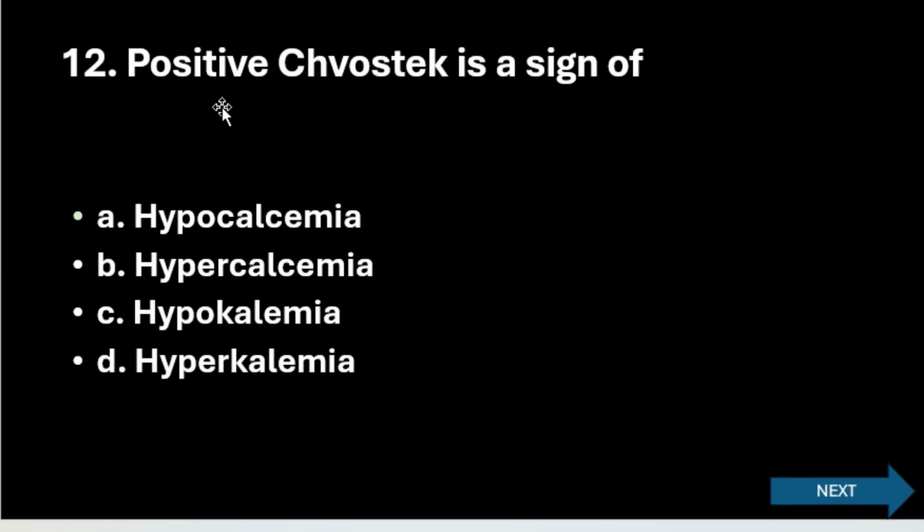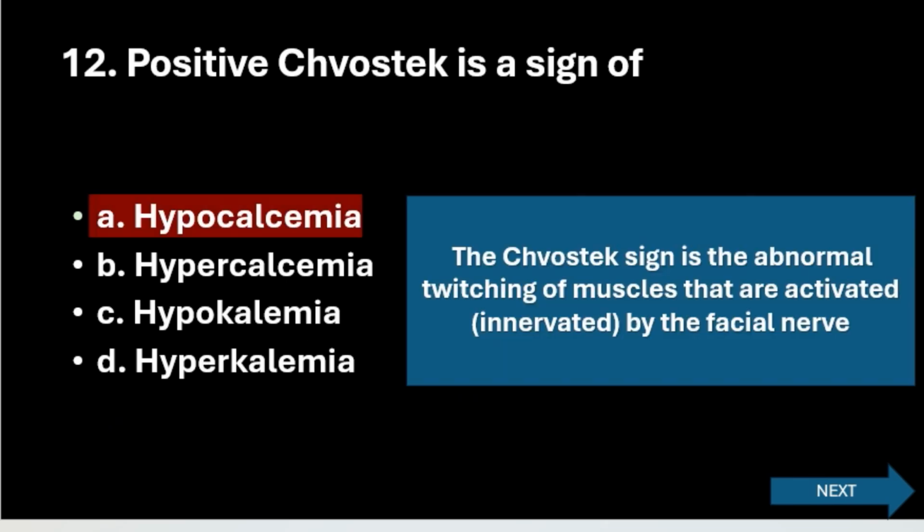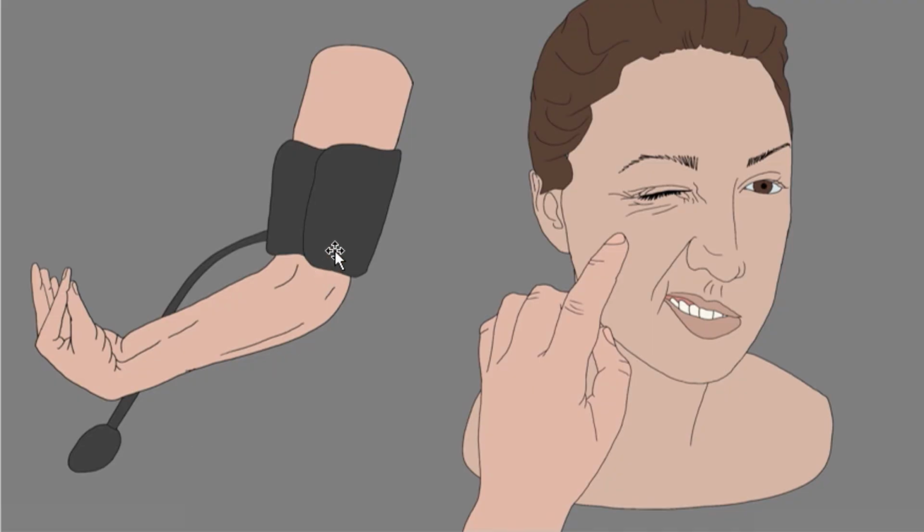Positive Chvostek sign is for hypocalcemia, hypercalcemia, hypokalemia, hyperkalemia. See, this is for hypocalcemia. Chvostek sign is the abnormal twitching of muscles that are activated by the facial nerves. You can see the diagram here. This is the process when you are putting a BP cuff on. The other one is Chvostek sign for the facial nerve or nerve number 7.